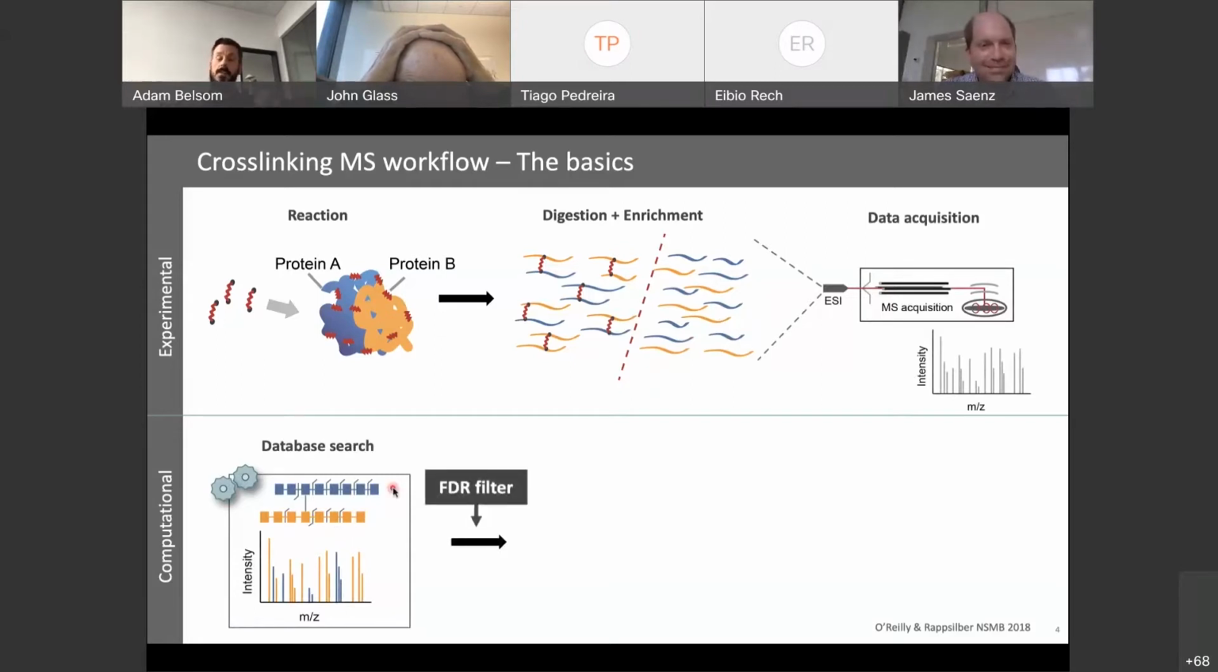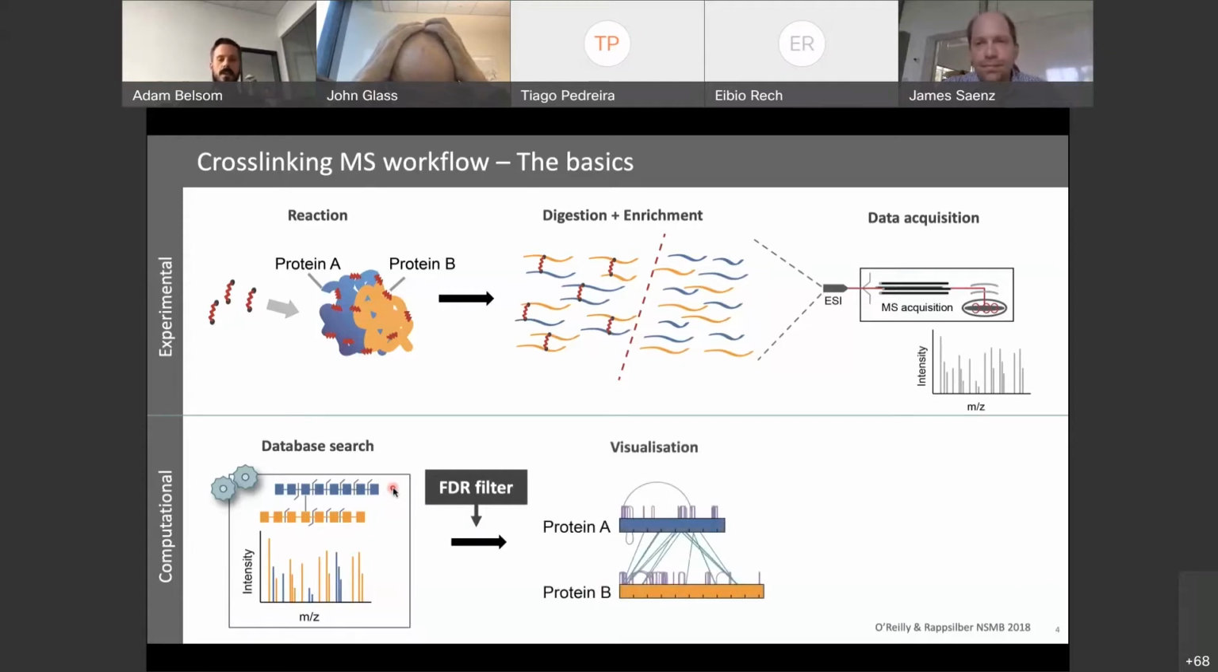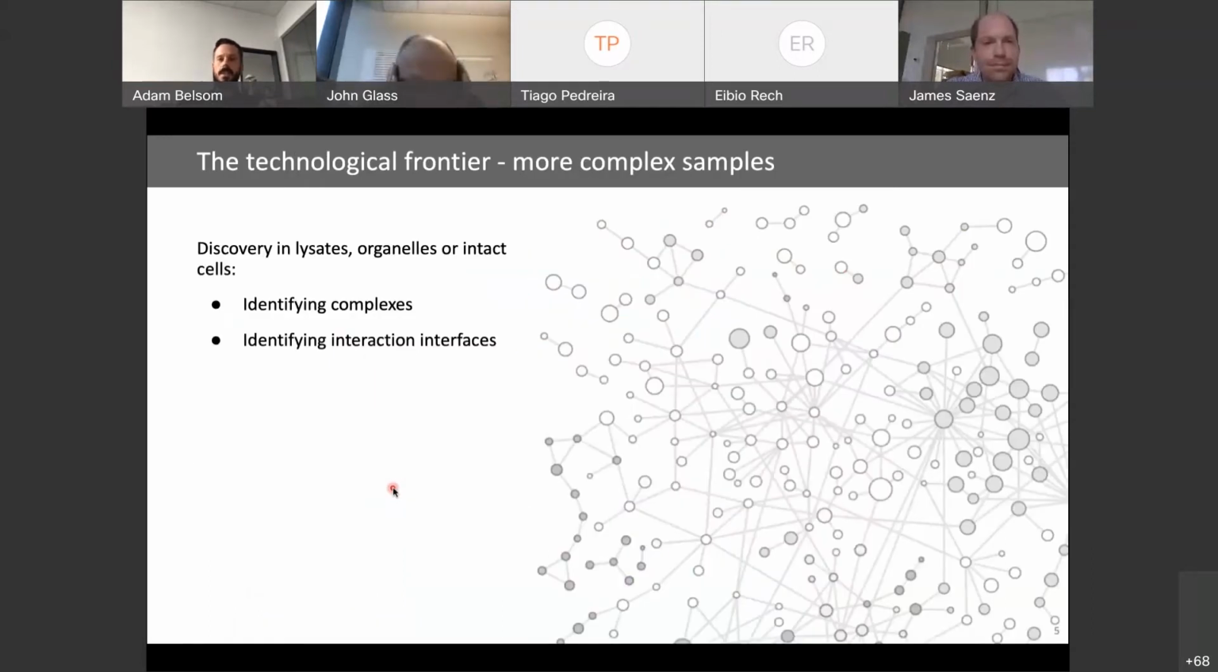Then when we've done that, it's very important that we apply an FDR filter, a false discovery rate procedure, so that we can be confident with the data that we're producing, and we can estimate the error in our data. The next step is the visualization. We then use the data for model building and testing. So that's the workflow, and it works extremely well for individual proteins and also for complexes.